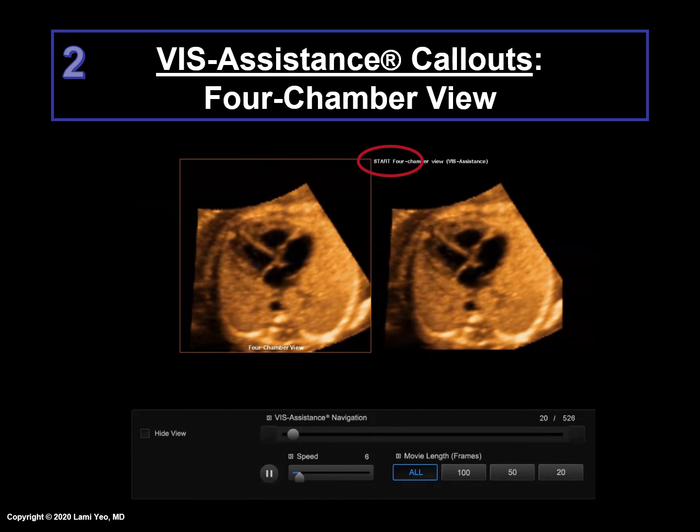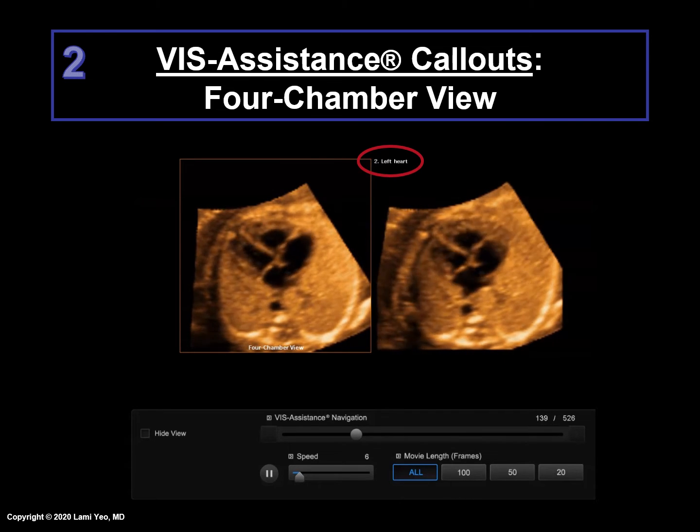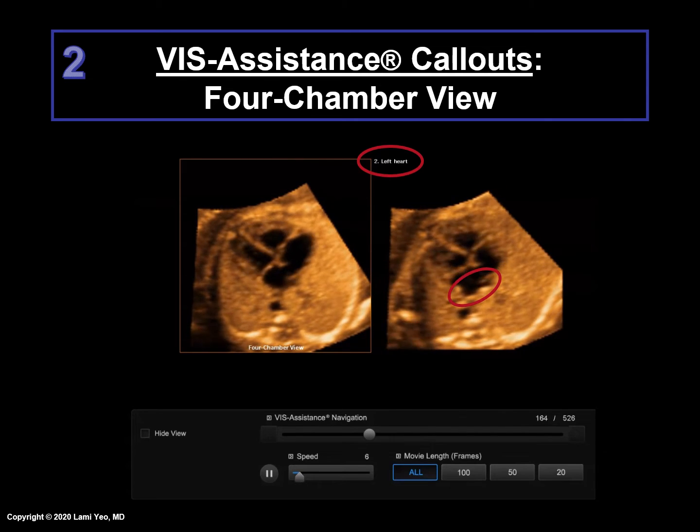Here is an example of the 4-chamber view VISA. The first callout states move cephalad. For this fetal case, the 5-chamber view is being shown. The second callout, left heart, emphasizes the left side of the heart as compared to the right, and also depicts the pulmonary veins entering the left atrium.